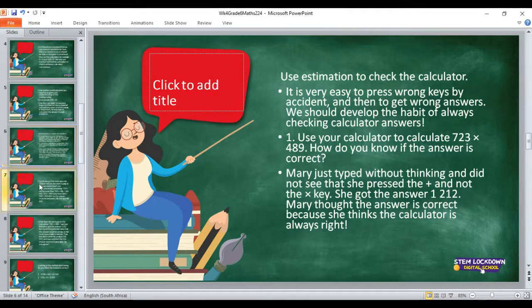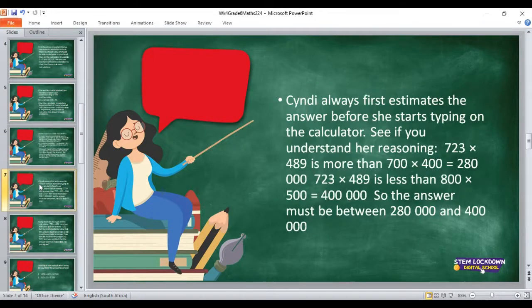Then we have another learner, named Cindy, who always does the estimation before the actual calculation. With the very same calculation, 723 multiplied by 489, she looks at the numbers and rounds them off. She says, okay, let me use my hundreds on the place value parts. So what I'm going to do is say 700 multiplied by 400.